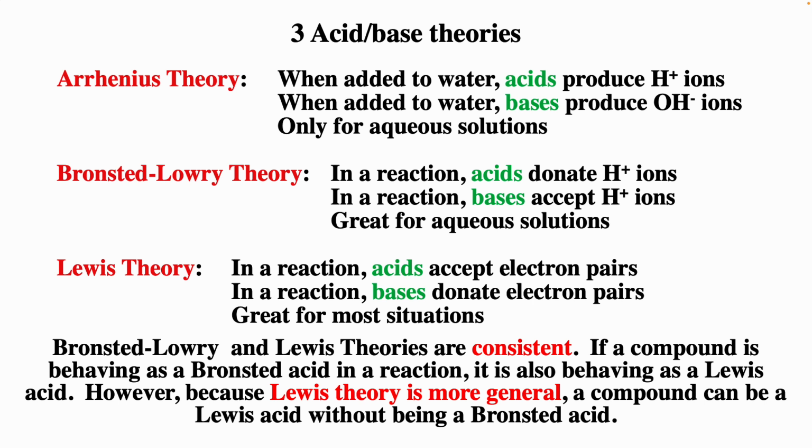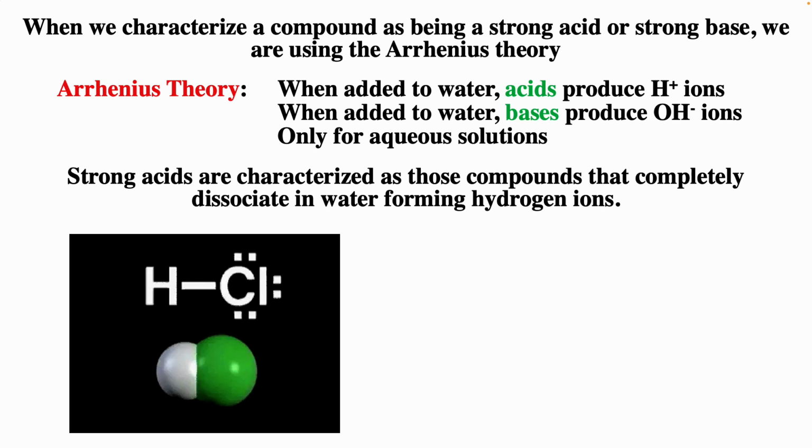Now, Bronsted-Lowry and Lewis theories are consistent. All Bronsted-Lowry acids are Lewis acids. But because Lewis theory is more general, not all Lewis acids are Bronsted-Lowry acids. And so when we talk about strong acids, weak acids, strong bases, weak bases, we're using Arrhenius theory.